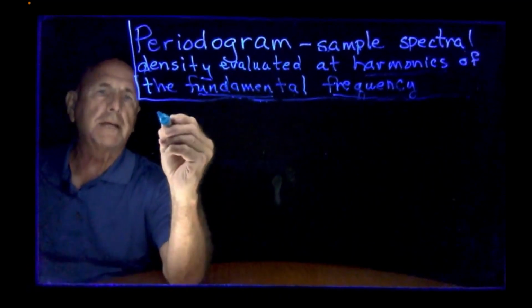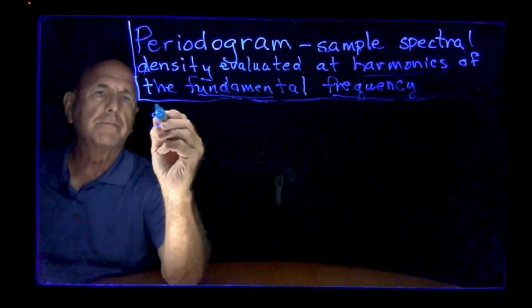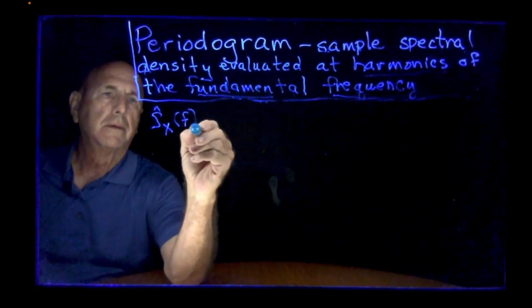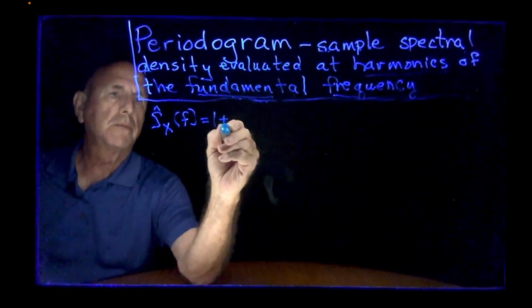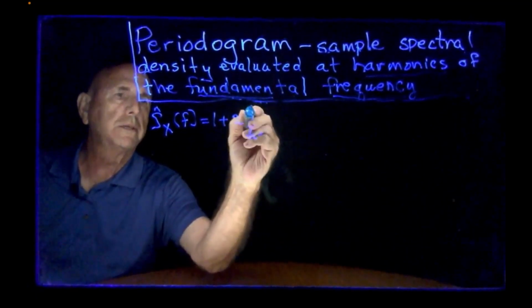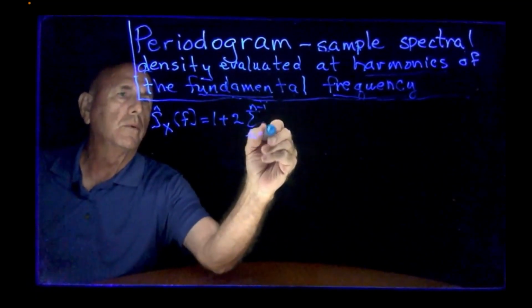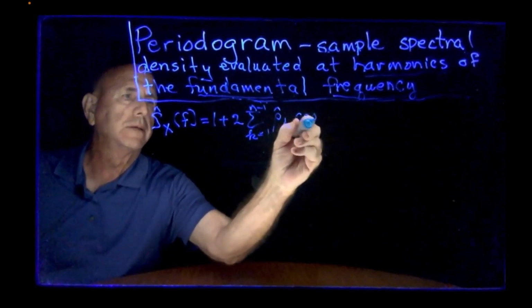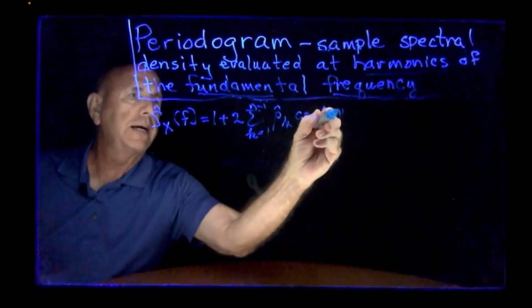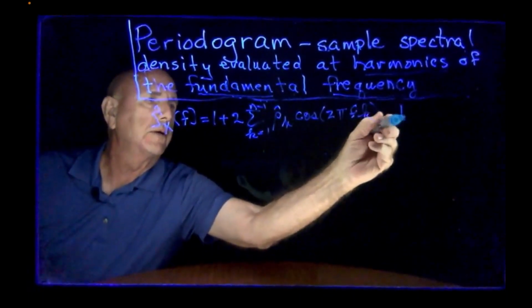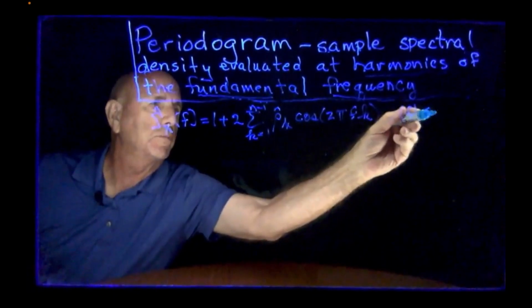So let's remind ourselves that the sample spectral density is equal to 1 plus 2 times the sum, k goes from 1 to n minus 1, of rho hat sub k, the sample autocorrelation, times cosine of 2 pi f k, and that's for f less than or equal to 0.5.